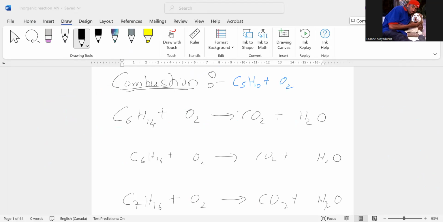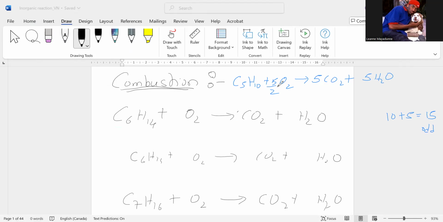Let me confirm that. So you said 5CO2, that's fine, and 5H2O, correct? Okay, now we have 10 plus 5, 15 oxygens, an odd number, right? So when we have an odd number, 15 by 2, right?